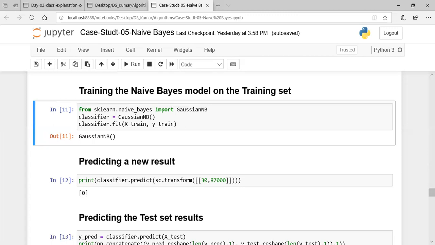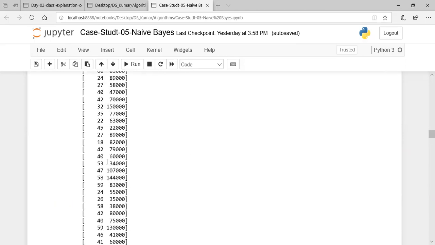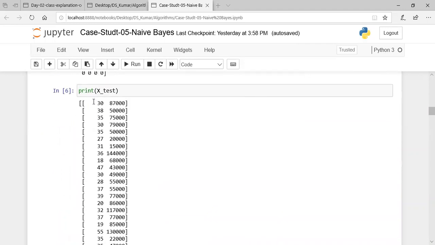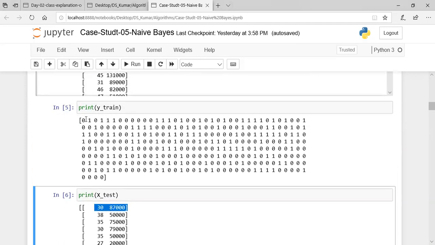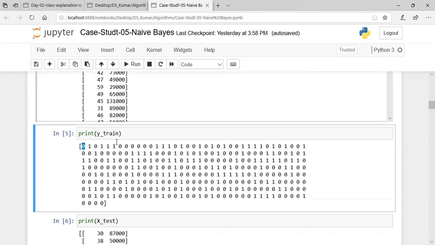That means age 30, salary 87,000, whether he purchased or not. He has not purchased. Here we have just tested our result, friends. Maybe 30 may not be there in our data set. Age 30, let me see that. That is there, no problem. 30 and 87,000 are there. Whether he has purchased or not? He has not purchased. See the outcome. Hope you got the point, friends.